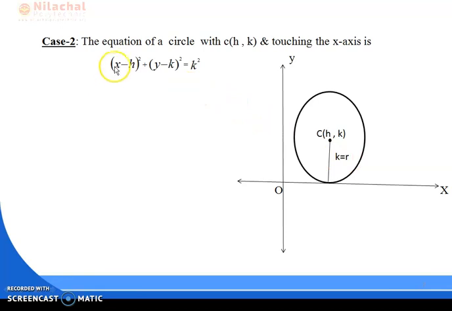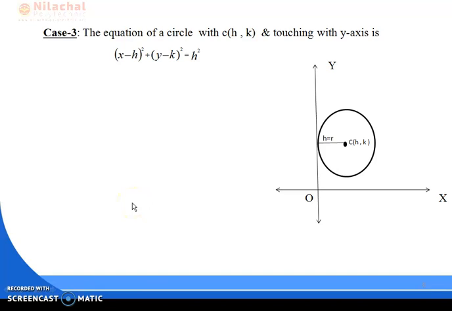So we can write here (x minus h) whole square plus (y minus k) whole square equals k square, because we know that the radius is k. Why? Because it is touching the x-axis. So this is the equation of the circle touching the x-axis where the center is (h, k).